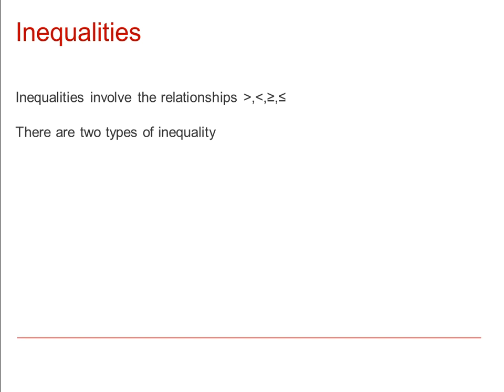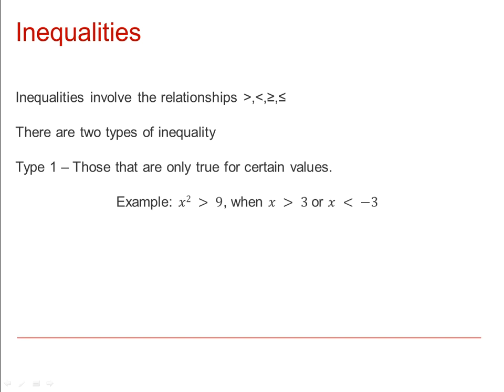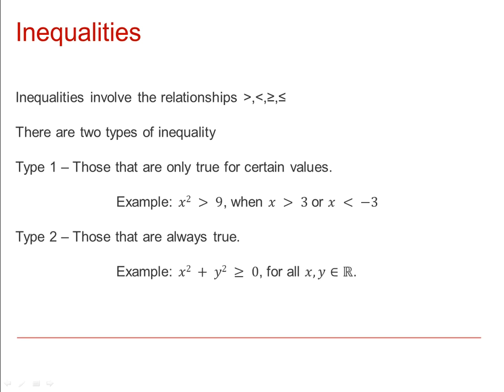Two types of inequalities. Those that are only true for certain values. So as an example of that, something like x squared is greater than 9, so x is greater than 3 or x is less than negative 3. And those are certain values for which the inequality is true. Or the second type, those which are always true. For example, x squared plus y squared is greater than 0 for all values of x and y.